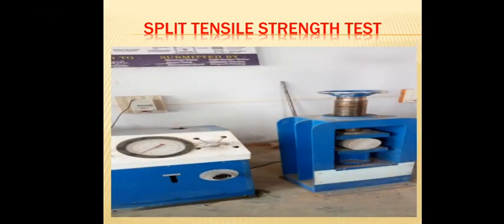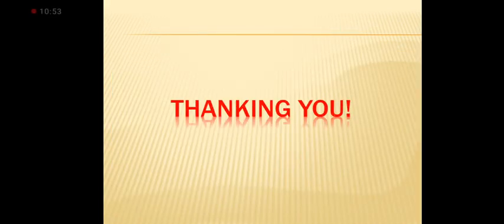Split tensile means here the mold will only change. What will be the mold size? Here will be having 150 mm dia mold and 300 mm height, which is kept horizontally and applied with the load. These are few tests which we have to perform for good concrete. The cement test, aggregate test and concrete test in both the stages, hard and fresh stage.